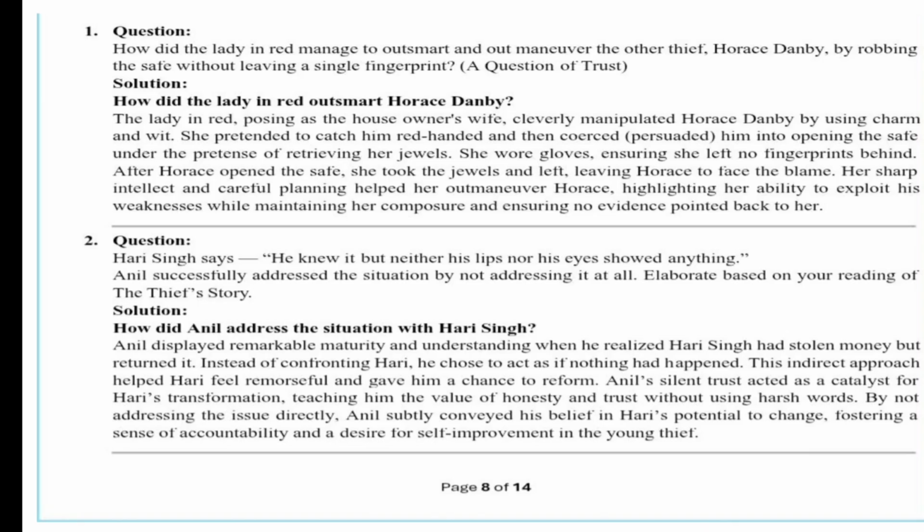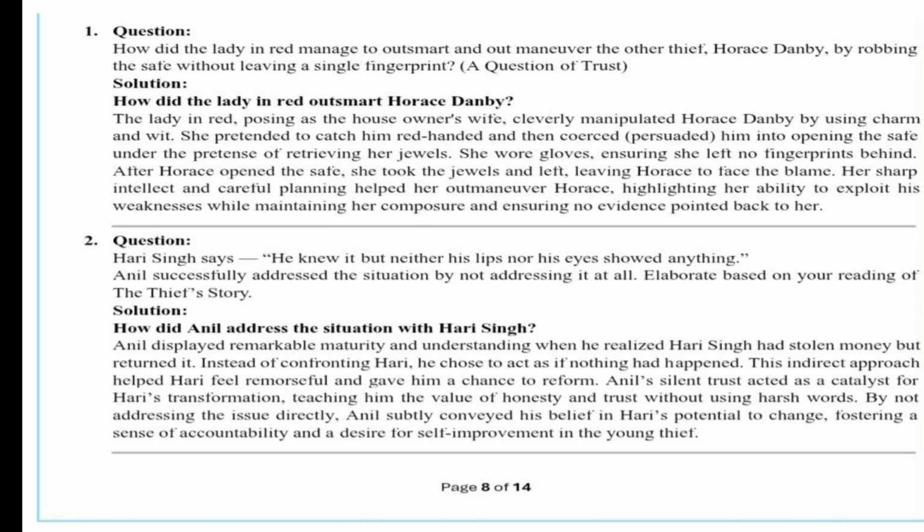Now, this is a very good question. How did the lady in red manage to outsmart and outmaneuver the other thief, Horace Danby, by robbing the safe without leaving a single fingerprint? Okay, how to write these questions? In the first paragraph you will explain the first part of the story, that Horace Danby, a seasoned burglar, went over to Shotover Grange and so on.